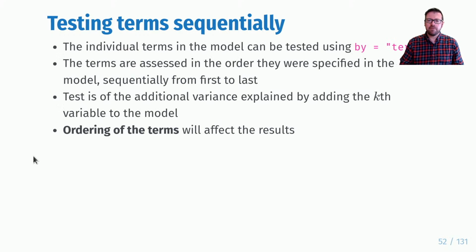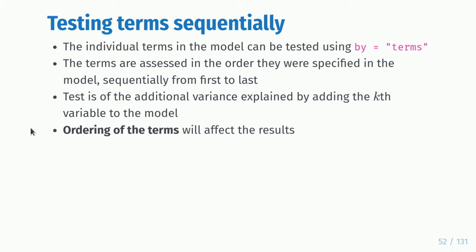If we have by terms, this does a sequential ordering from first to last. It's a bit like forward selection, but it's doing it in terms of the order that you put the variables in the formula. So it tests the effect of adding the first variable in the formula to the model. Given that's there, it now has a model that contains that first variable, and it says, okay, how much extra information can I get by adding the second variable from the model formula in, and so on.